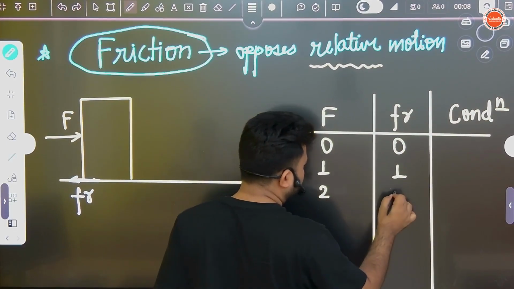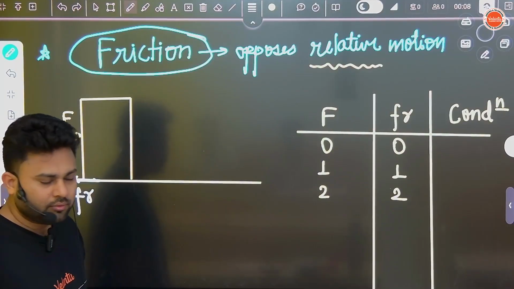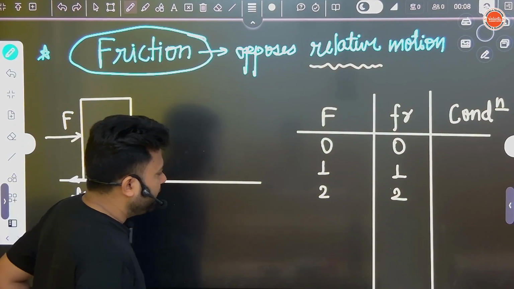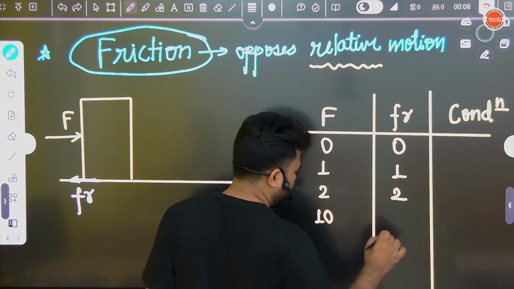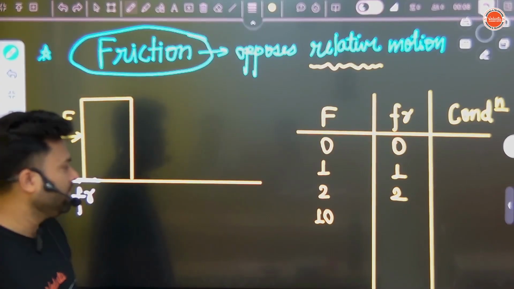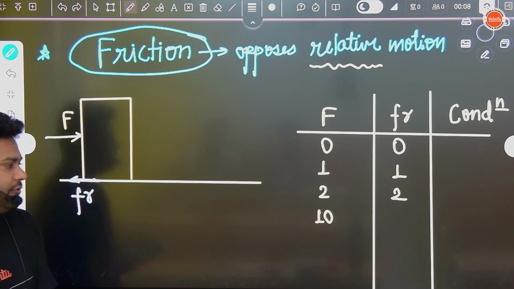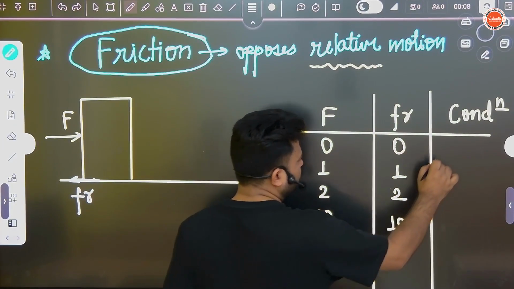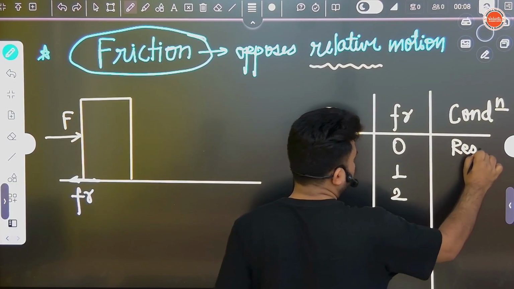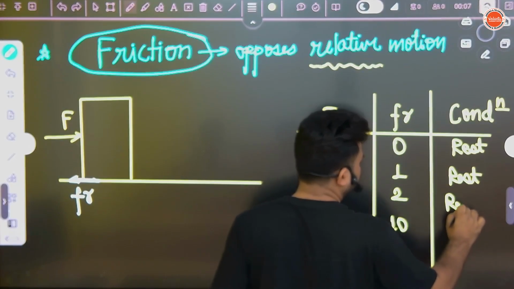What you saw, again now the object is not moving. Here it means friction must also be 2. Similarly, when you apply 10, what you found is that still the object is not moving, but it is just on the verge of motion. It will move now, but it is not moving, which means friction is 10. Means here the body is at rest, here also at rest, till here the object is at rest.